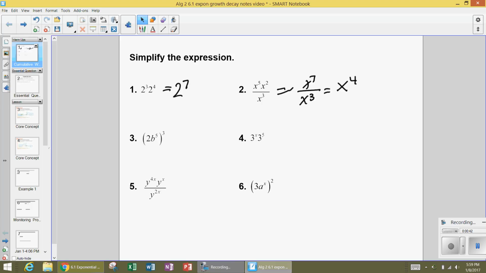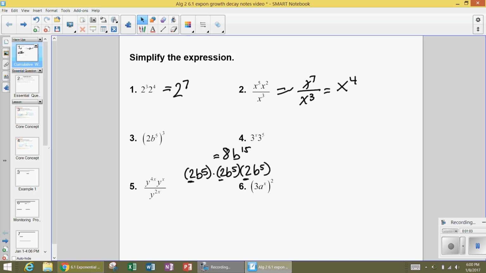Okay, number 3, it is going to be 2b to the 5th times 2b to the 5th times 2b to the 5th. So 2 times 2 times 2 is 8, and we have 15 b's.